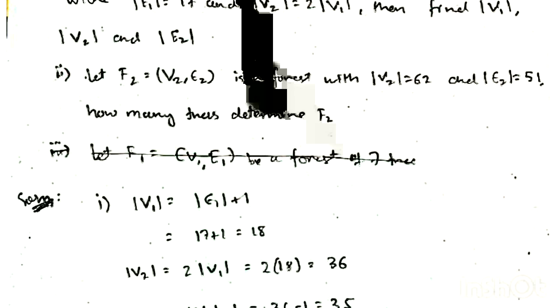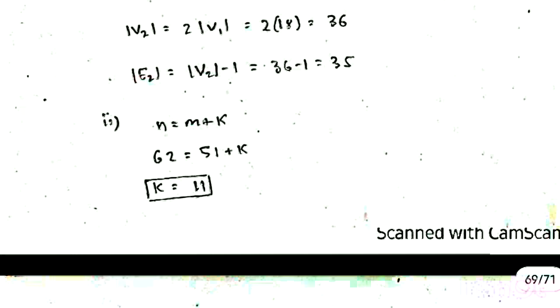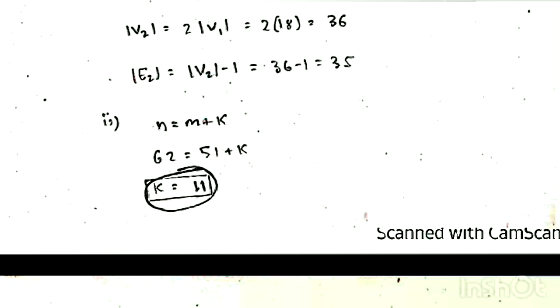For the second question, we can use the formula n is equal to m plus k to find out the number of trees, okay. See here, n and m are given, so by applying those values, we can find out what's the value of k, okay.